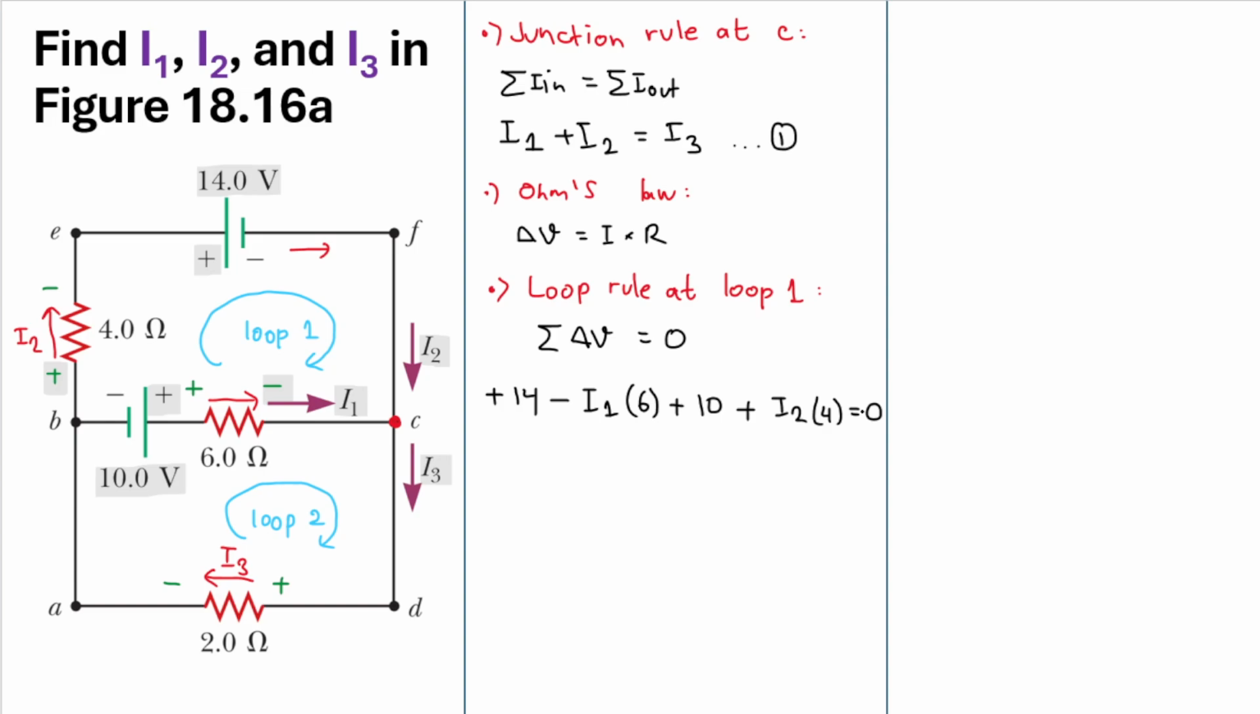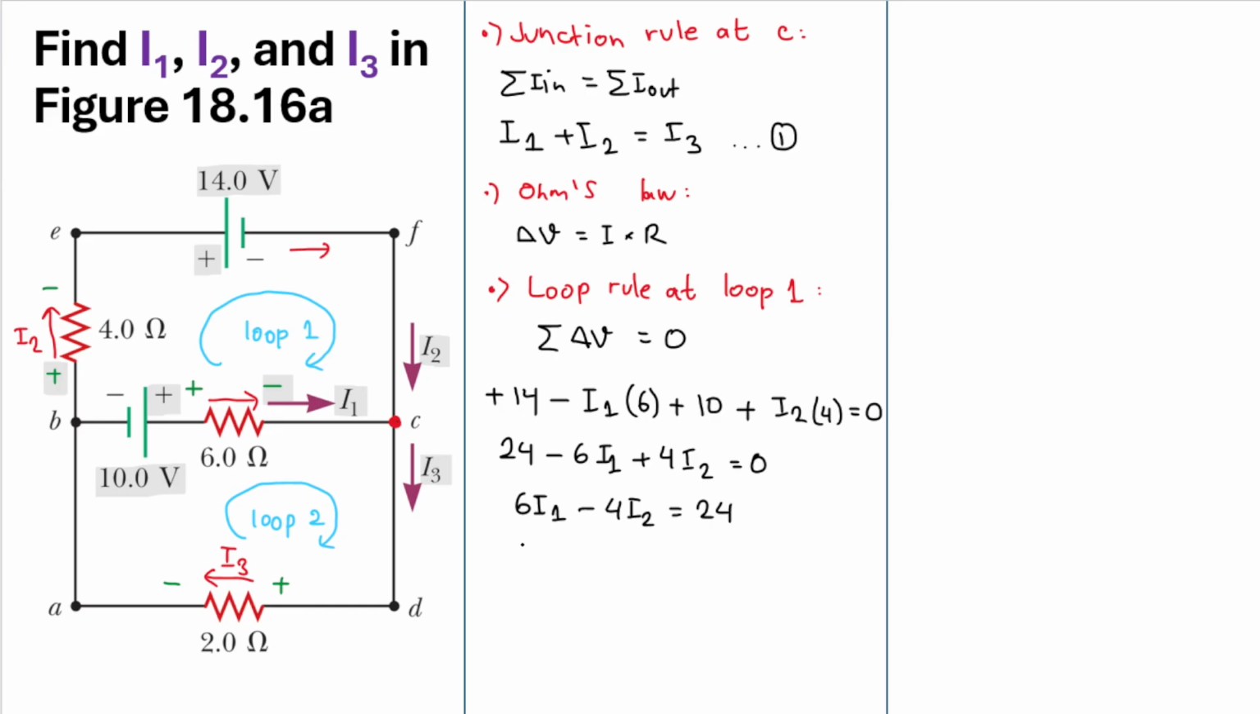Okay, we can simplify this. 14 plus 10, that will be 24. And then we will have minus 6I1. And then what else? I will have plus 4I2. All of that will equal to 0. So we will have 6I1 and then minus 4I2. All of that will equal to 24.